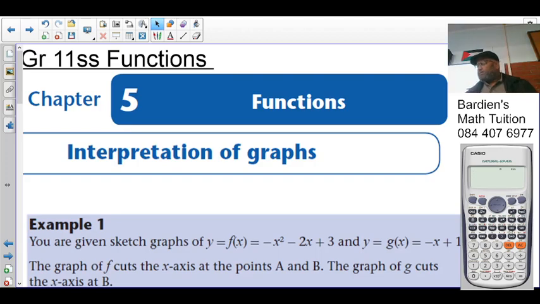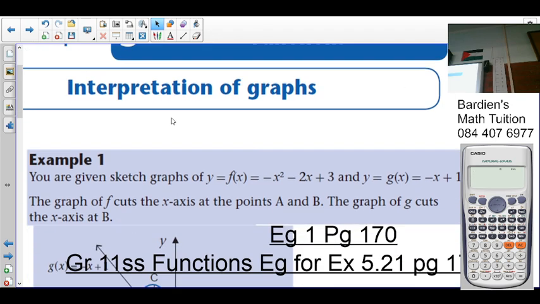Very good morning, class. So today we're looking at interpretation of graphs. Probably in this video we will cover example 1. Probably we can cover both examples if time permits. So we're looking at interpretation of graphs.